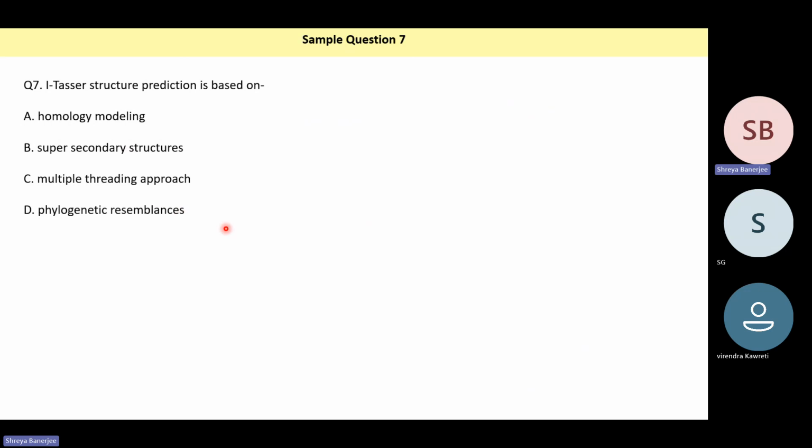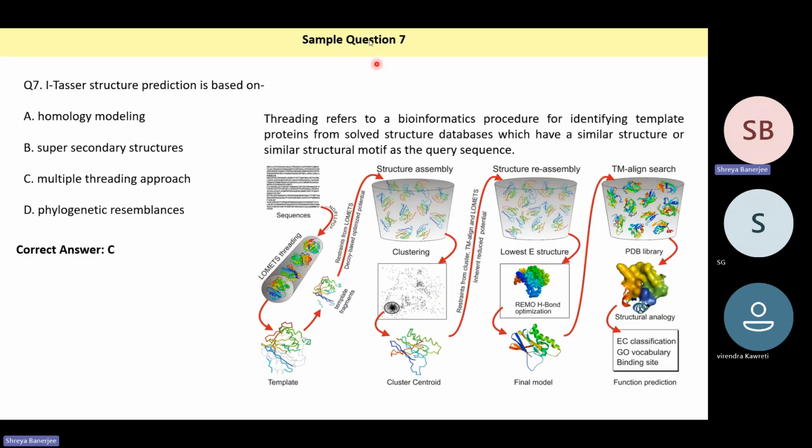The next question is asking, I-TASSER structure prediction is based on what? So here the answer is multiple threading approach. In I-TASSER, the first step included threading, which refers to bioinformatic procedures for identifying template proteins from solved structure databases, which have a similar structure or similar structural motif as the query sequence.